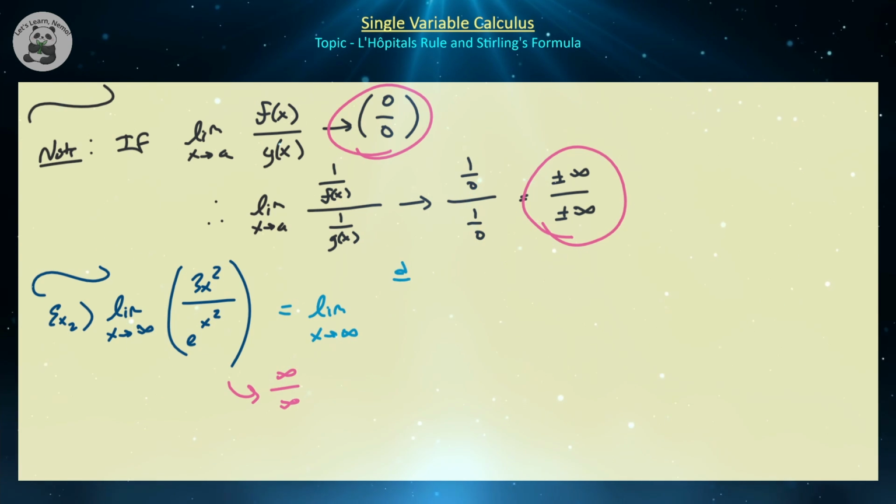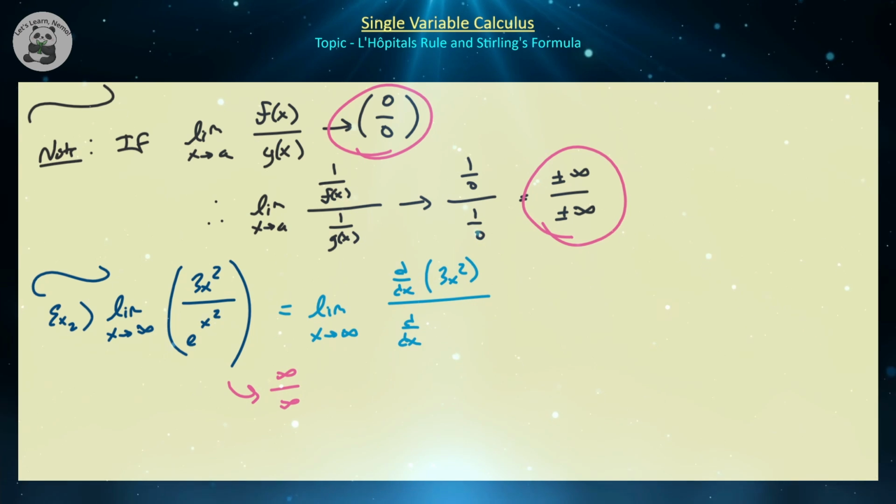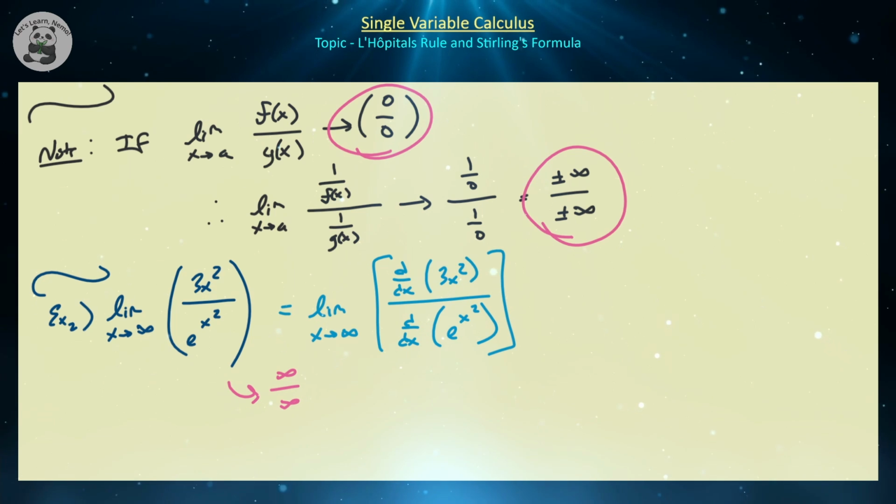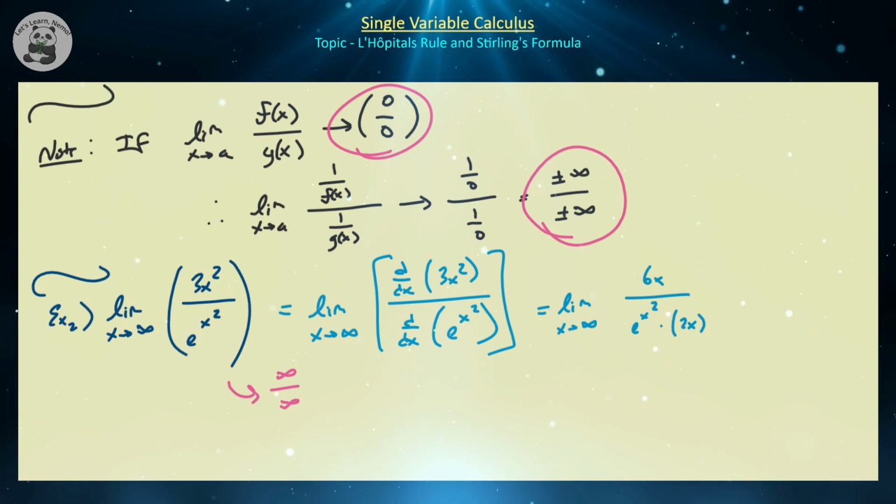So this is going to be equal to the derivative of 3x squared divided by the derivative of e to the power of x squared, right? So the derivative of the top, that's actually just a simple power rule. So we have the limit as x approaches infinity of 6x. And on the bottom, we're going to have a chain rule. So we have the derivative of e to the x squared, which is e to the x squared times the derivative of that interior, which is going to be equal to 2x.